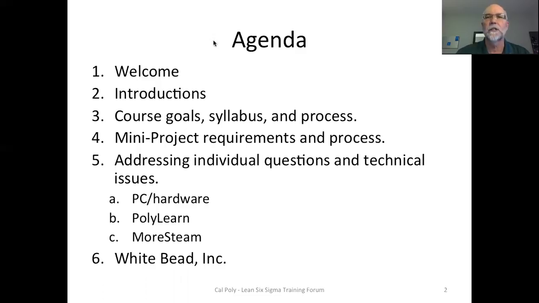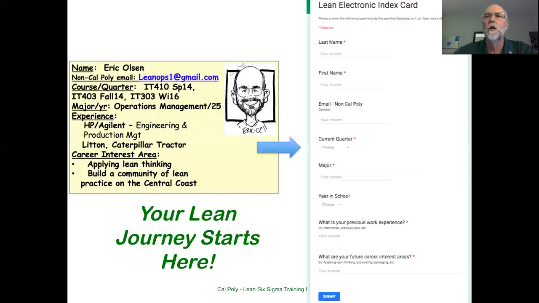And actually, that sixth agenda item is something I do normally during the school year, so that's the fall, winter, and spring quarter, Whitebeat Inc. We're not going to be able to do that online, but it'll be something that will come up probably later on in the course as we talk about things. Okay, so that's the agenda. That's what to expect.